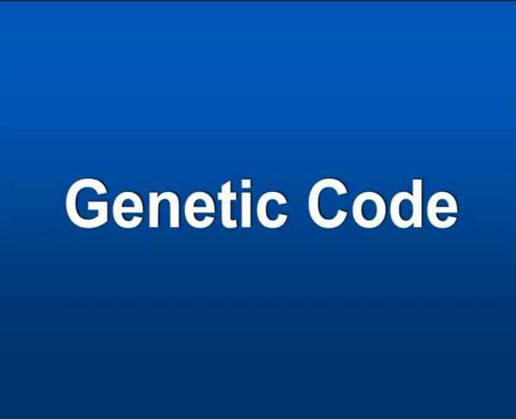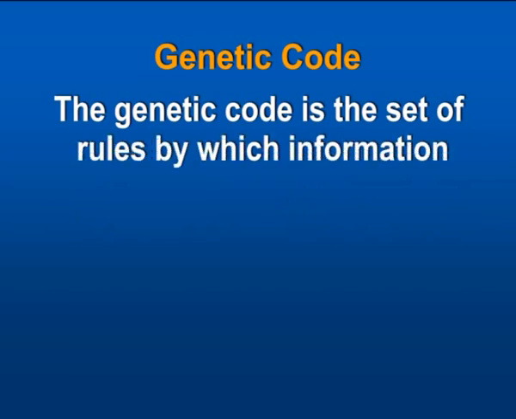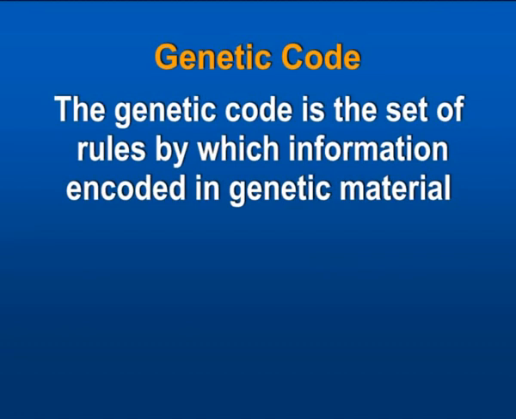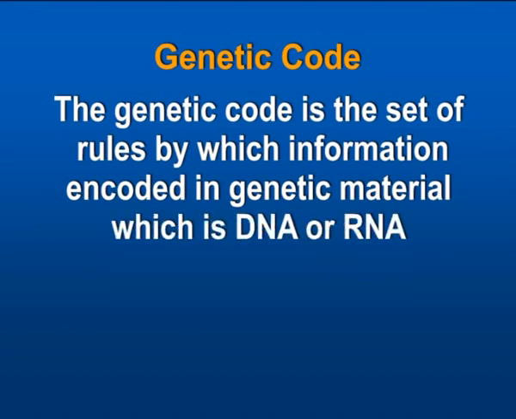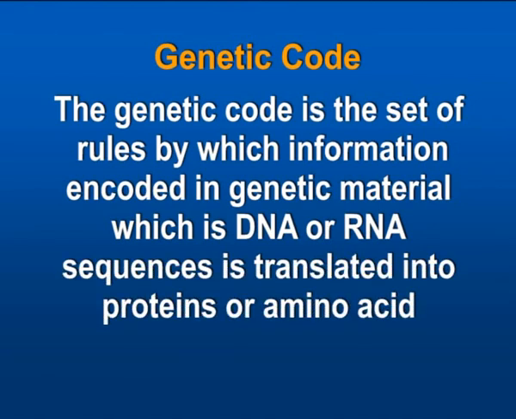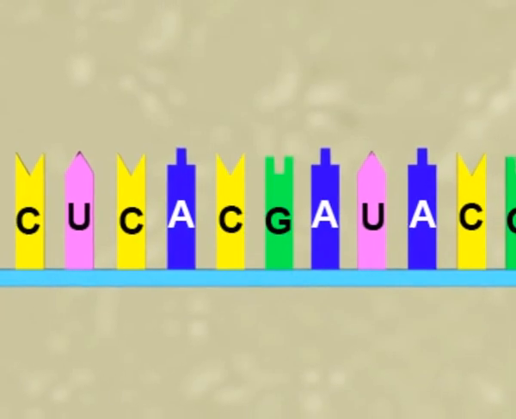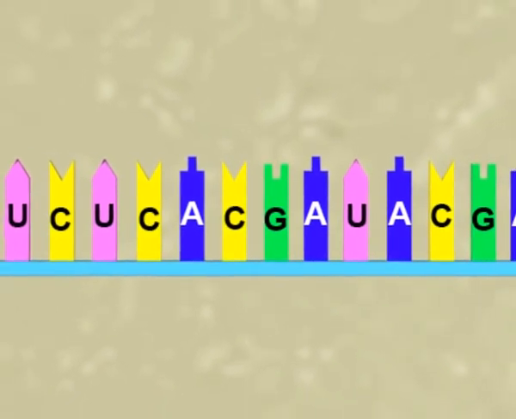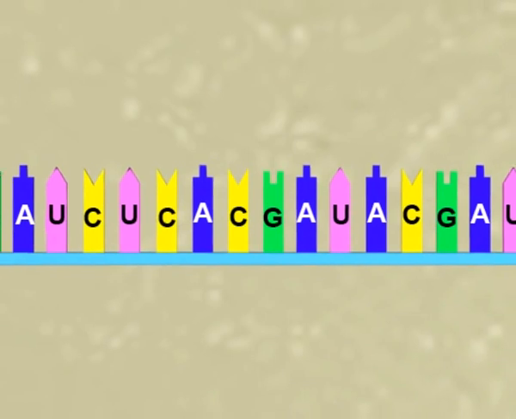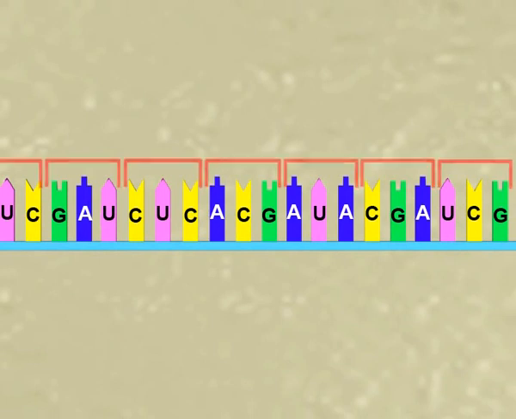Genetic code. The genetic code is the set of rules by which information encoded in genetic material, which is DNA or RNA sequences, is translated into proteins or amino acid sequences by living cells. The code defines a mapping between trinucleotide sequences called codons and amino acids. A triplet codon in a nucleic acid sequence usually specifies a single amino acid.